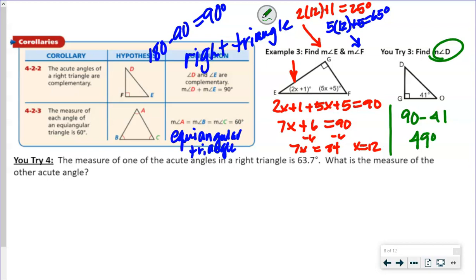Now U-try 4 says the measure of one of the acute angles in a right triangle is 63.7 degrees, which is the measure of the other acute angle. So go ahead and pause the video, see if you guys can do this. Come back to me when you're done.